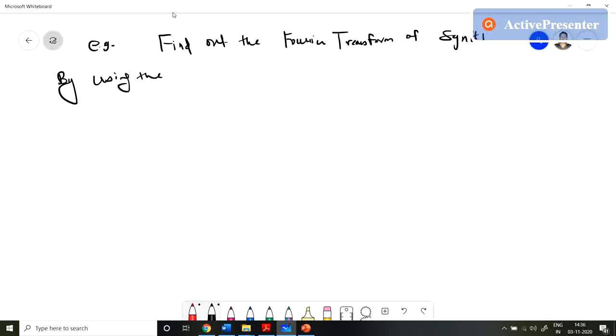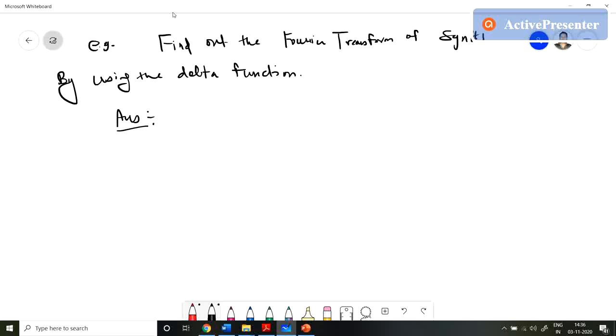By using the delta function. So let us solve this problem by using the delta function. We can find out the Fourier transform of signum t.